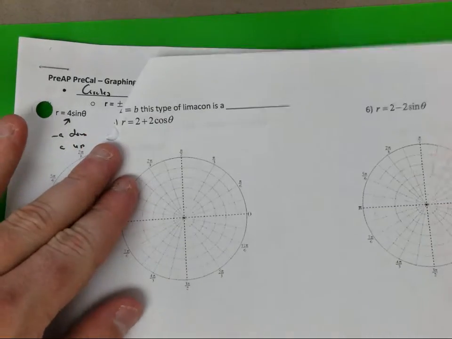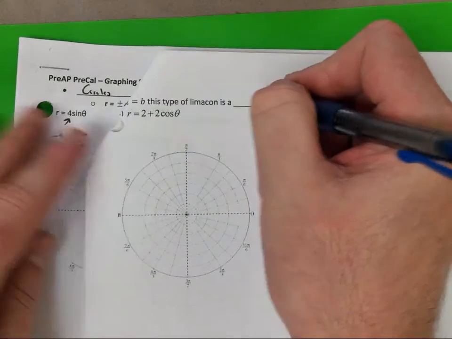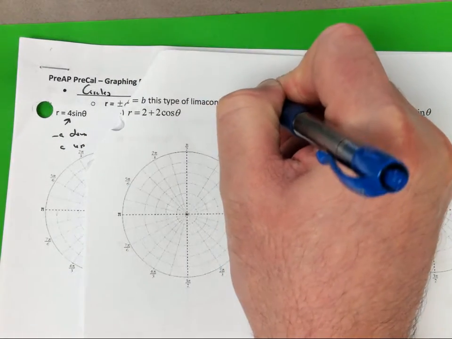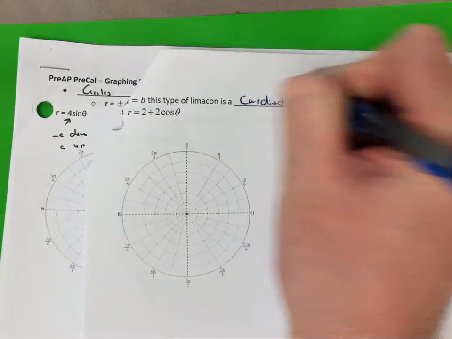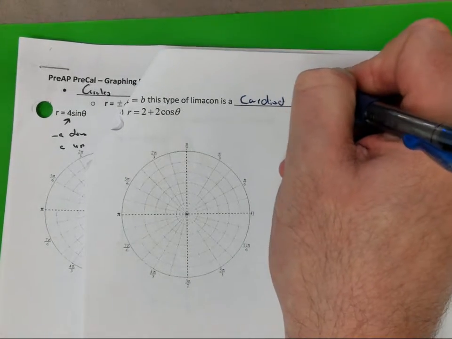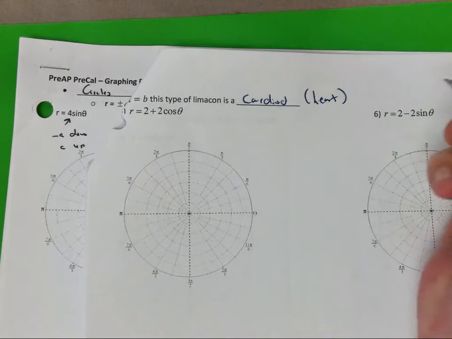Okay, if A and B is the same value, same digit, that is a special limaçon called a cardioid. A cardioid, and you need to know that. Now that other name, the swirl, is not a scientific name, but this is scientific. You need to know this. It looks like a heart.